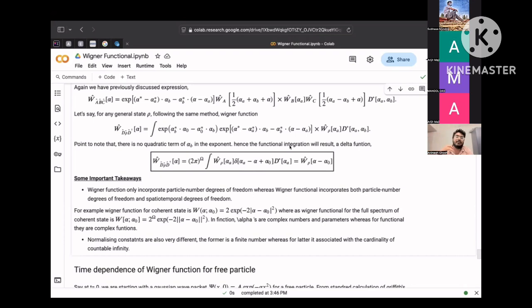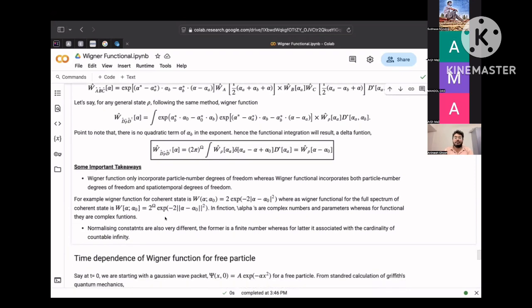For example, if you take a coherent state, the Wigner function looks like the exponential of simply this, but the Wigner functional is essentially this. They differ in that alpha minus alpha naught is a complex number in the function case, and you are taking the mod of it. But in the case of the Wigner functional, alpha minus alpha naught is a complex function, and you are taking the mod of it. So they are not really the same.